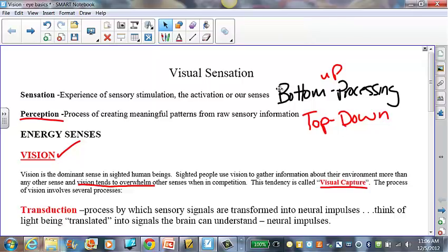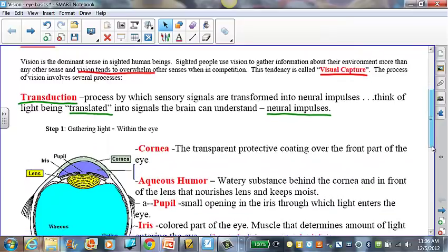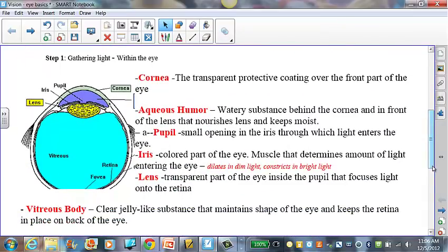So transduction is a process that we're going to talk about. And that's when sensory energy is transduced or translated into a neural impulse. Think of light that reflects from objects to our eye being translated into a neural impulse that the brain can read. So as we move to the eye, we're going to look at the basic components of the eye. And remember, each part of the eye plays a pivotal role in transducing light so our brain can read it. We'll talk about each of those parts separately. You should be able to understand how each part contributes to that transduction process.